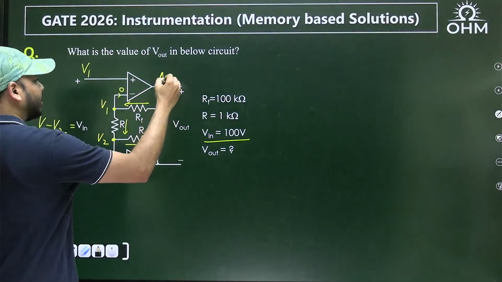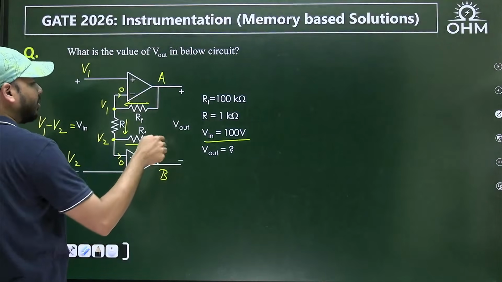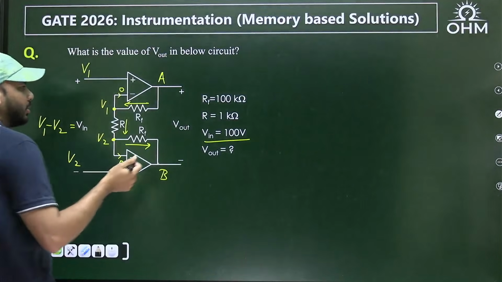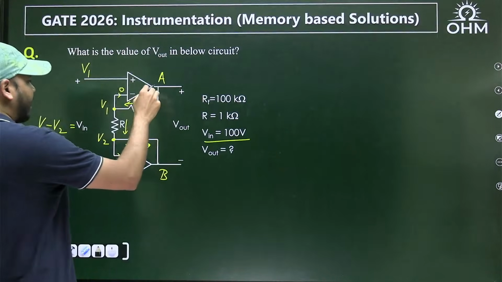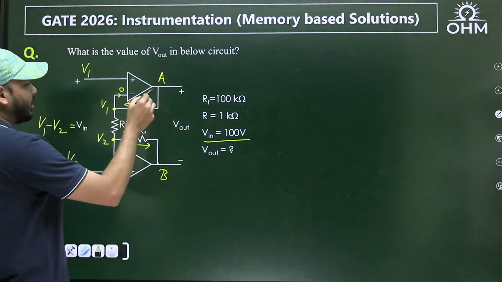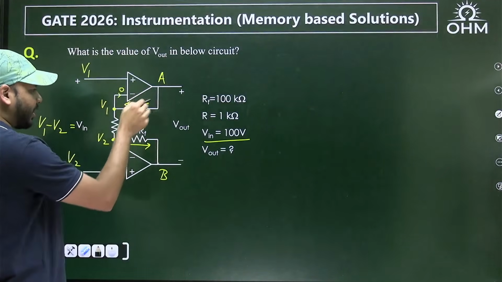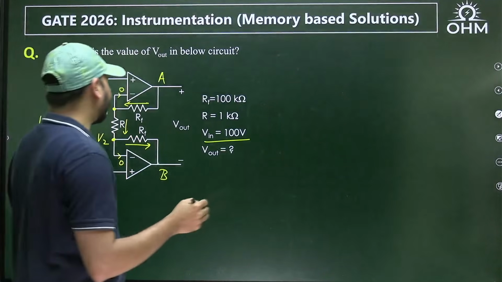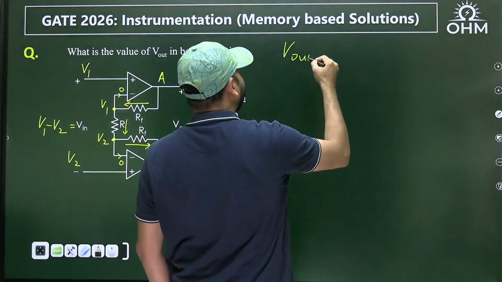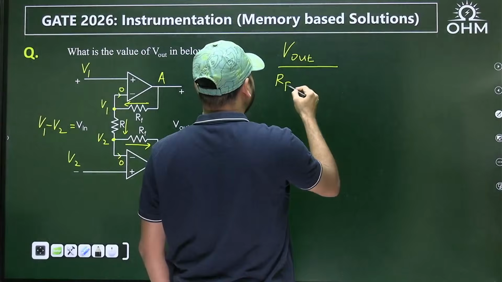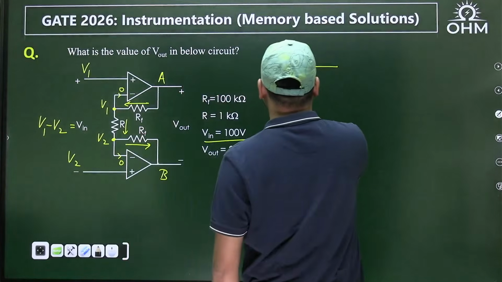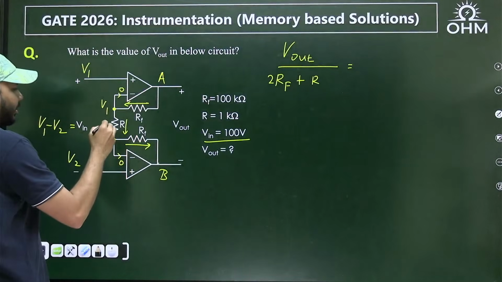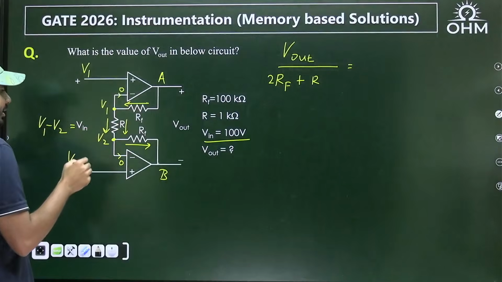Again, if you want, you can call this point A, this point B. Whatever V out, you have to find this potential difference between A and B. If I ask you what is the current flowing from A to B, then it is the potential difference between A and B, which is V out divided by the net resistance between A and B, which is RF plus R plus RF. So V out divided by 2RF plus R. And that current can also be written in terms of the voltage across this middle resistor R.